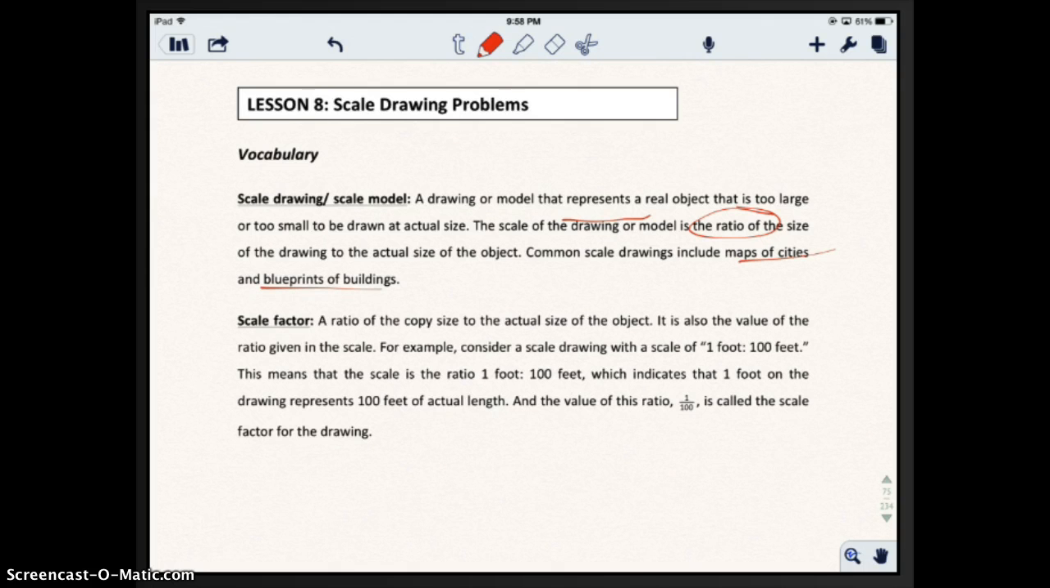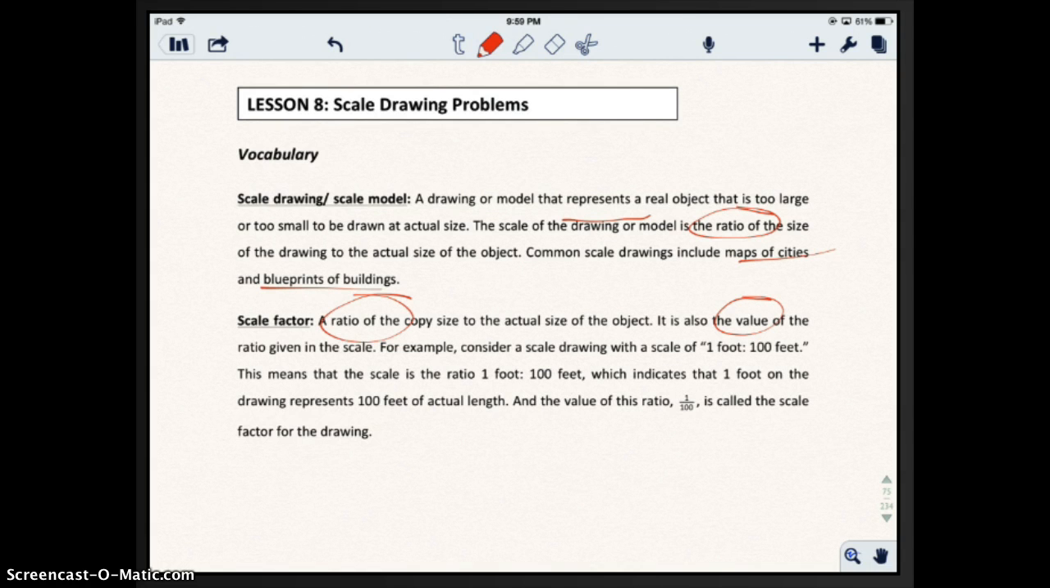Scale factor is the ratio, so a ratio here of the copy size to the actual size of the object. It's also the value, we've used that word before, where you take the top number divided by the bottom number in a ratio. It takes the value of the ratio given in the scale.